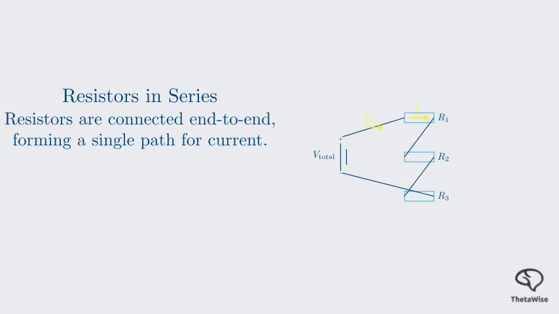Notice the current, labeled I total, flows out of the battery's positive terminal through each resistor in turn and then back to the negative terminal. A key characteristic of a series circuit is that the current is the same through every component. This means I total is equal to I1, which is equal to I2, and so on. The current has no other path to take.